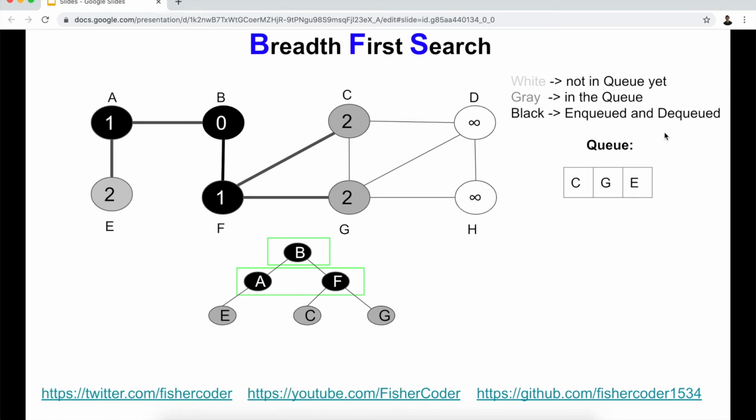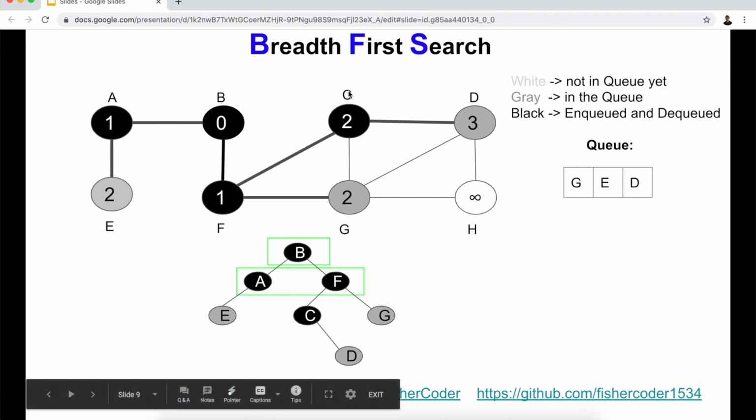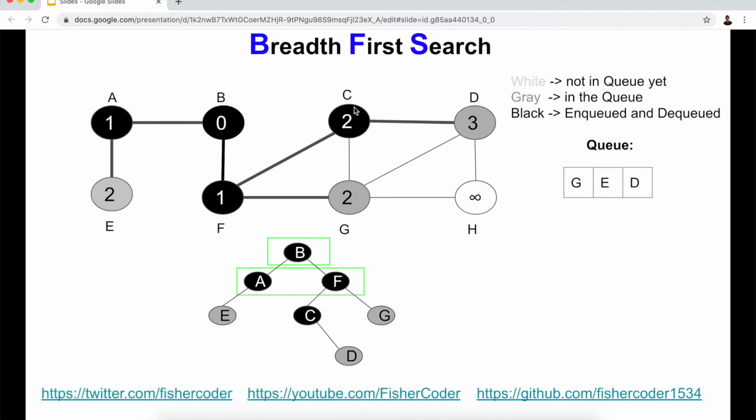So next one to be dequeued is C. So C is going to be marked black, and C's adjacent unvisited child is D. It will be like this. D is added here, and C is marked black, which means it has been dequeued out of the queue. Next, we'll visit G. G is pulled out, and G has only the other unvisited child, which is H. So H is pulled out.